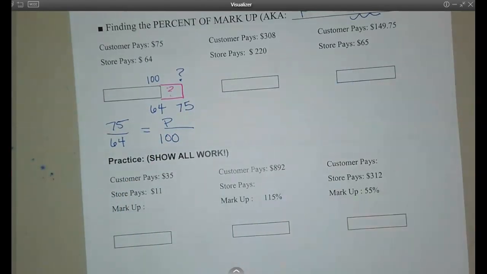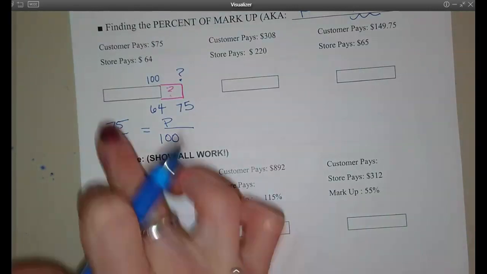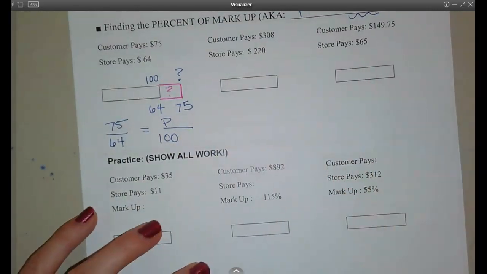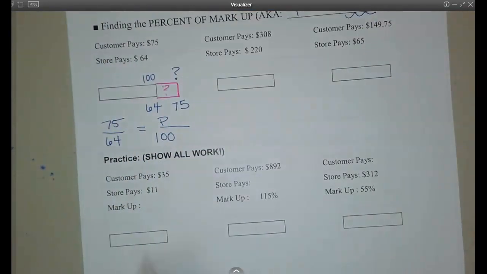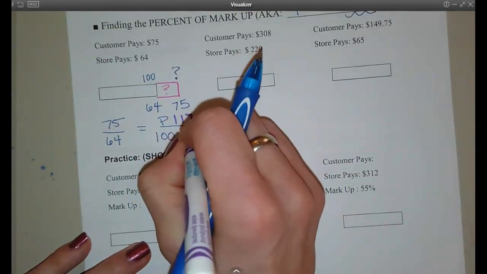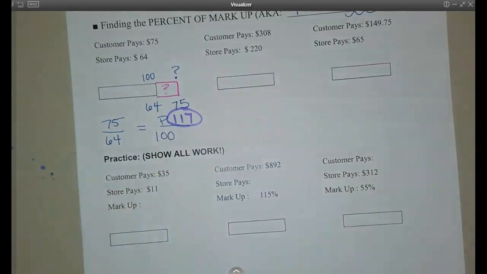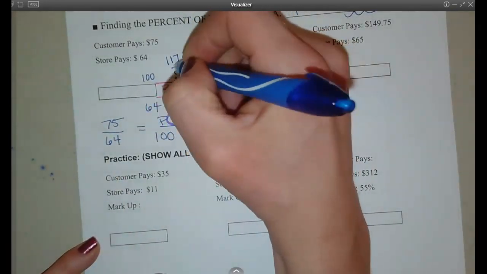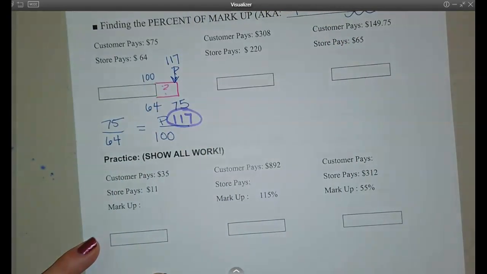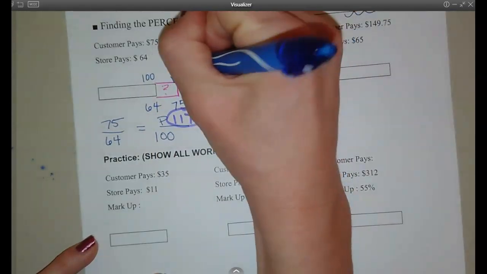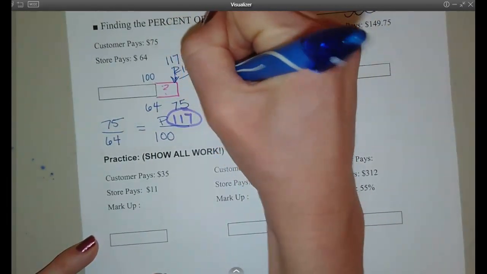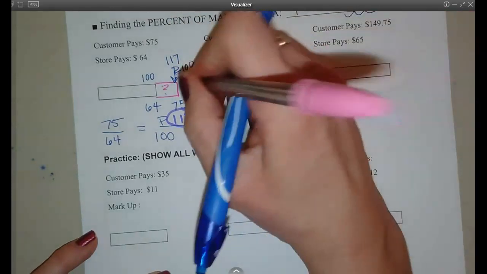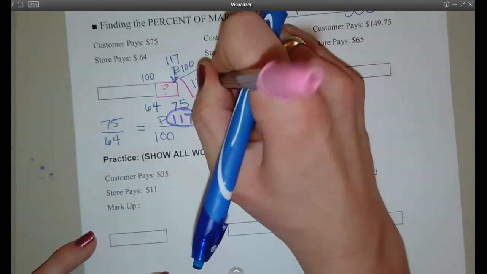Okay? If I cross multiply this really quick, so solve for P, I'm going to write it here in purple so you can see it. I get that P says 117. Well, that's this whole percent, 117% here. But I only want the extra pink part that got added on. So I'm going to take that 100 away, subtract, and I get that the markup right here, the pink part, is 17%.